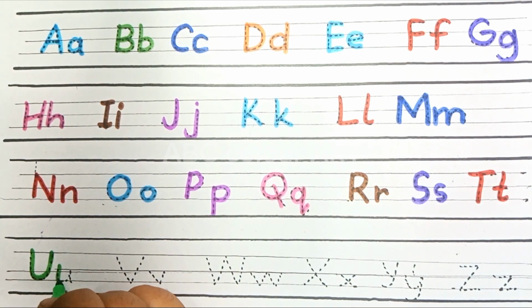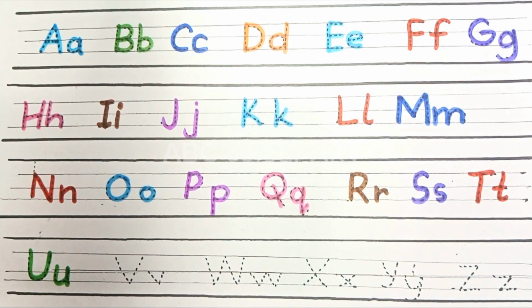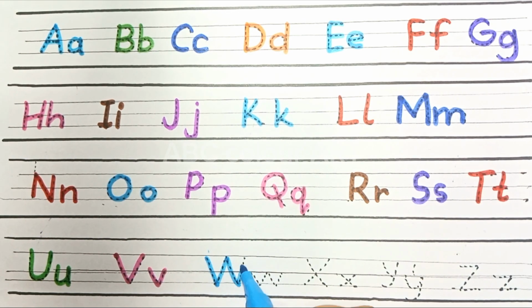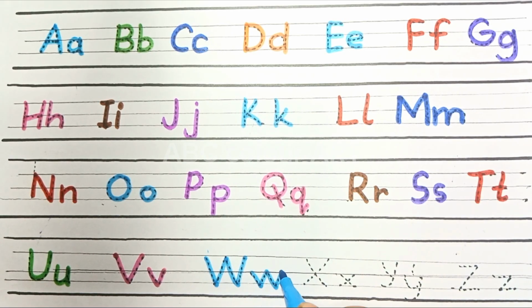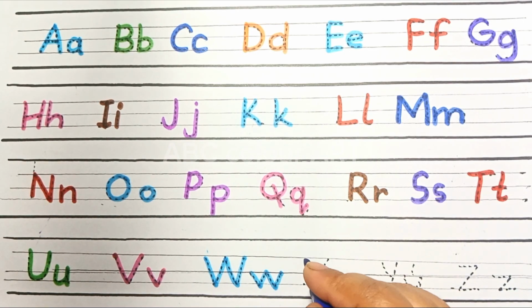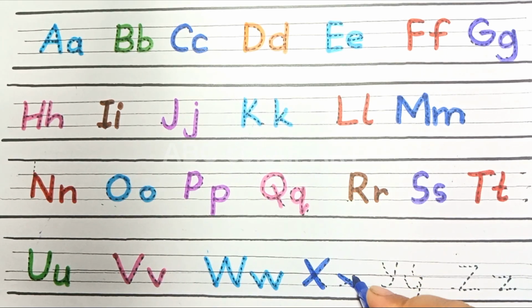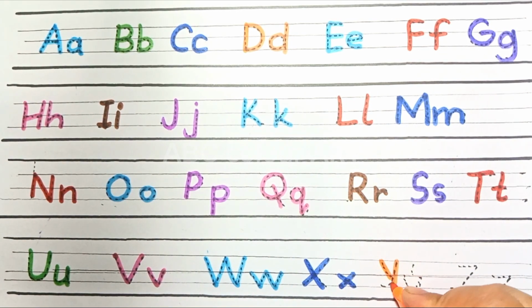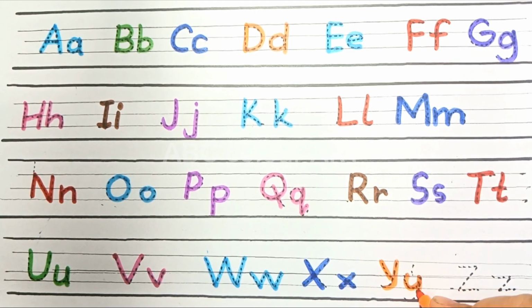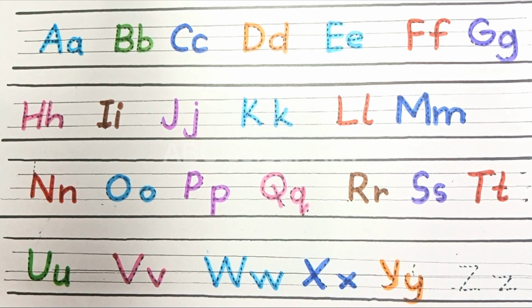U for umbrella, U for umbrella, V for van, V for vegetable, W for watch, W for watermelon, X for Xmas tree, X for extra, Y for yo-yo, Y for yard, Z for zebra, Z for zoo.